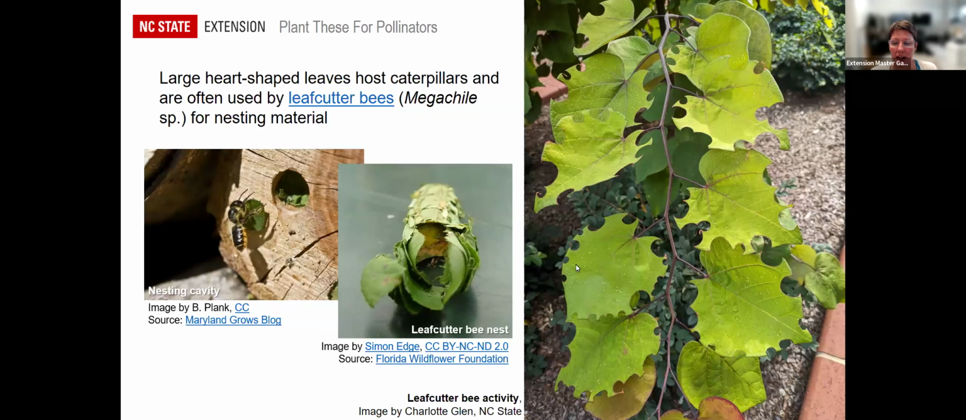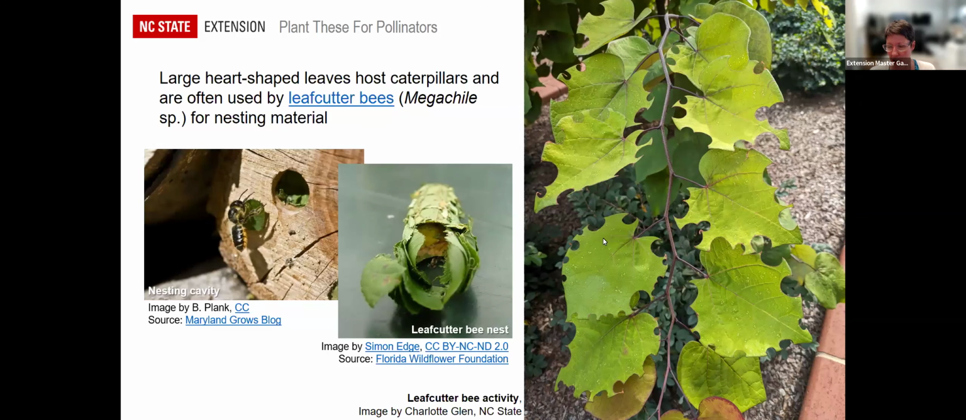Okay. And one thing I always love about redbud that you often see are on the edges of the leaves, you see these almost perfect little circles have been cut out. This is usually a little bit more into the growing season, later in spring and in the summer. And this is the activity of leafcutter bees. And we have a couple of species in the Megachilae, I hope I said that correctly, genus of these leafcutter bees here in North Carolina. And they do favor redbud.